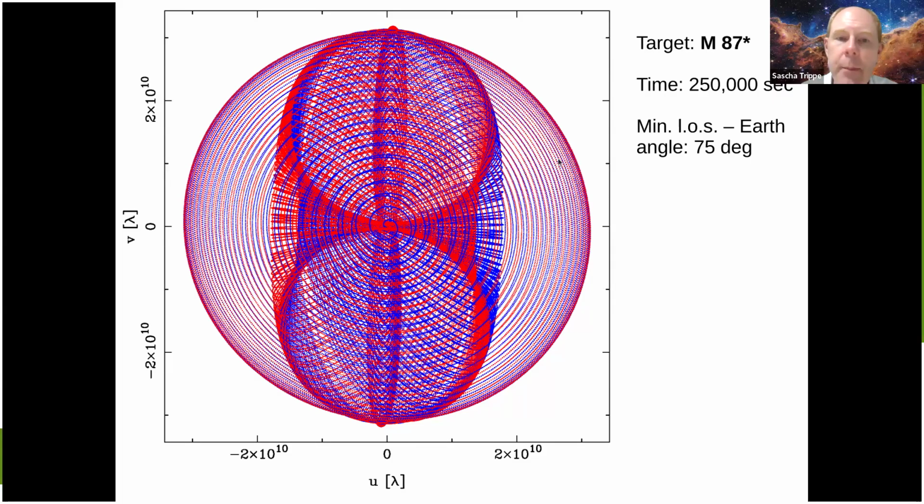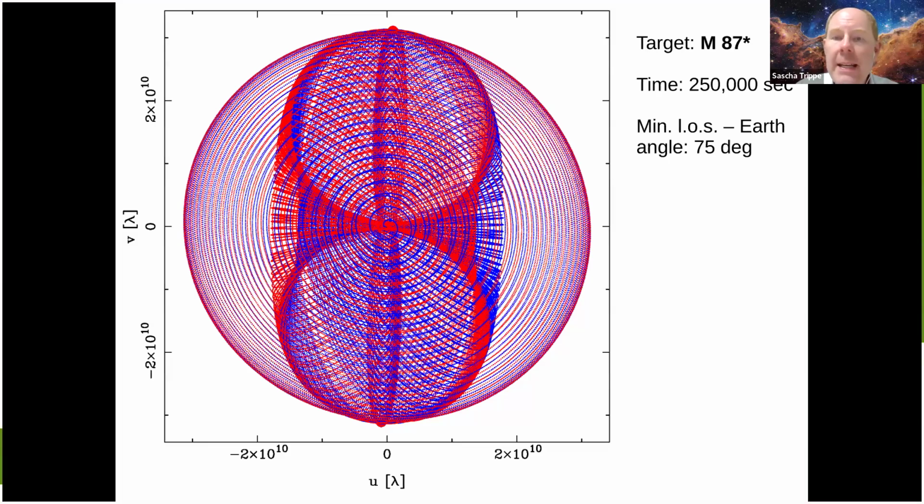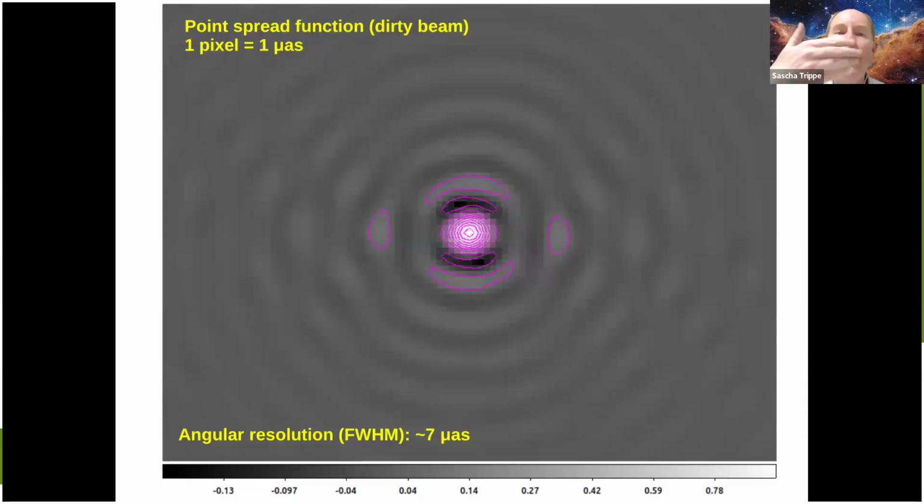So this is actually an example for observing M87, which is famous for its supermassive black hole observed by the EHT. In this case, we can essentially paint down this pattern. We assign each point in the UV plane the value 1, and every other point which is not touched by the UV tracks the value 0. We take the Fourier transform of this, and we have the point spread function of the observatory. And essentially, this is what we got.